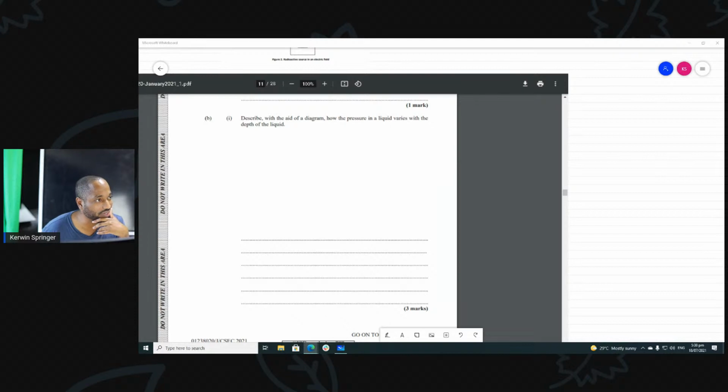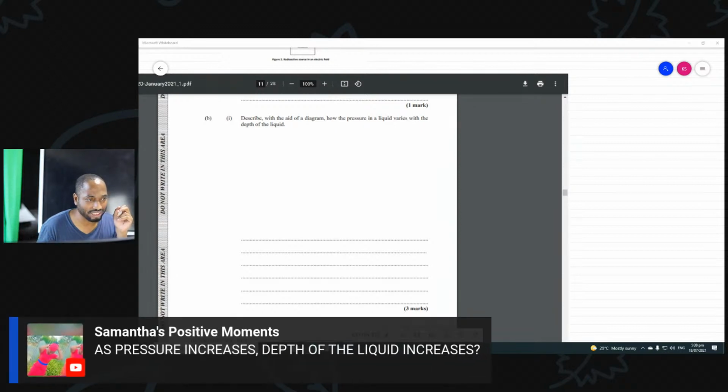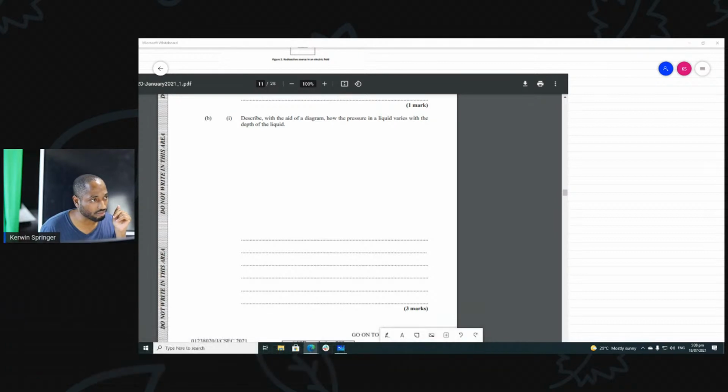Just regurgitate the info I saw, memorize it, draw the diagram a few times, make sure you have it down. Memorizing it is nothing. If you struggle to memorize things, you need to work on that and on how you study. As pressure increases, depth of the liquid increases. If you're right and you get the marks, you need to go in deep.